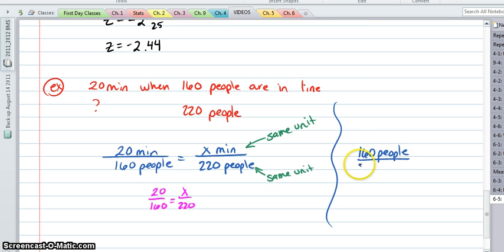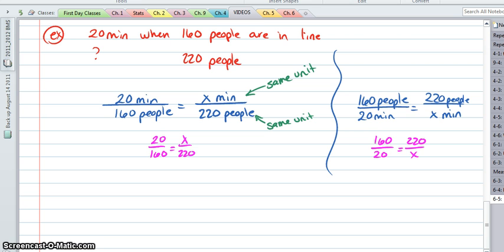Let's say I had 160 people to 20 minutes. And if I have 220 people, how much time will it take? I can just use X. So here I can solve the proportion 160 over 20 equals 220 over X. You'll notice that it doesn't matter which equation you end up going with, because when you find the cross product for both of them, you will get 160 times X equals 20 times 220.